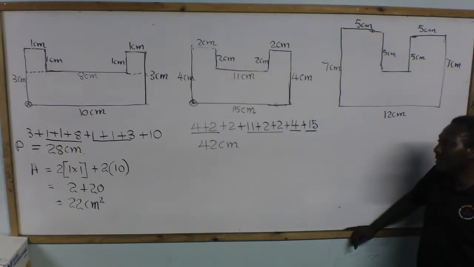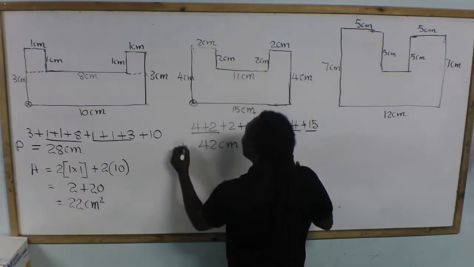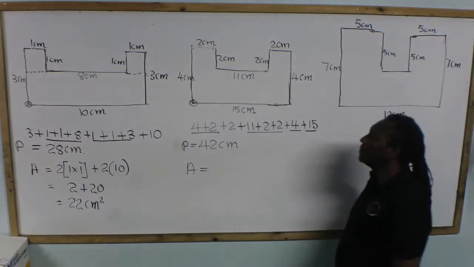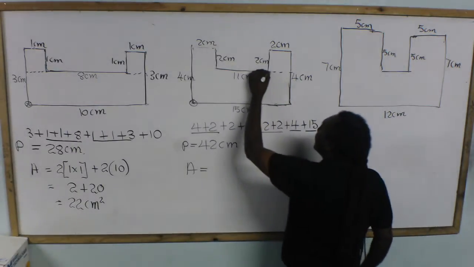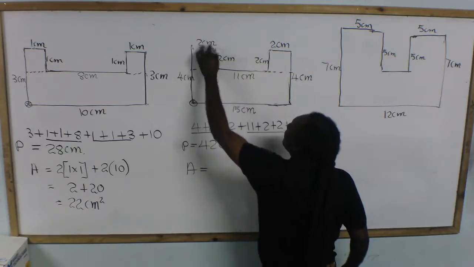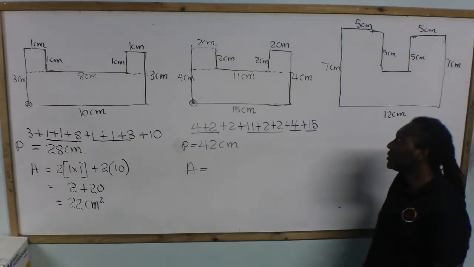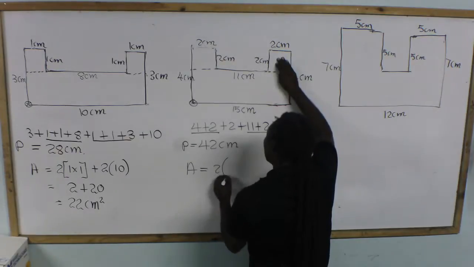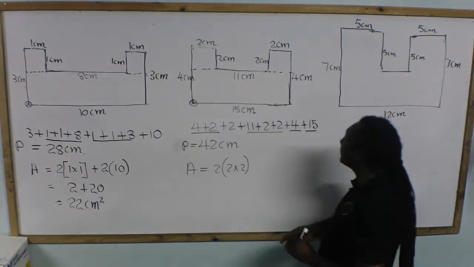Now we may go straight ahead and find the area. So that's your perimeter. So we're going to find your area. Notice again, that's a 2 by 2 rectangle. So that's a square also. So we have 2 rectangles here, which are 2 by 2. And then we have another rectangle here.